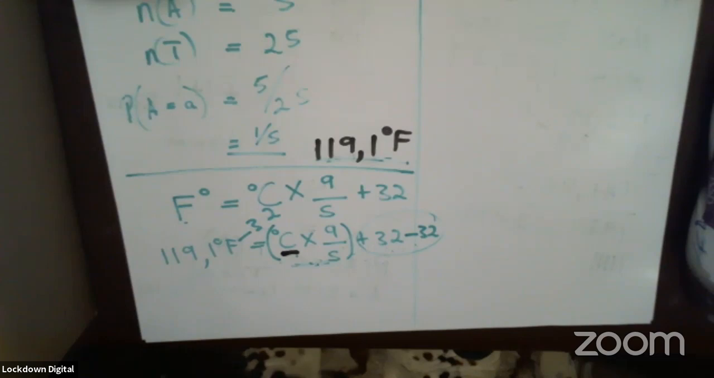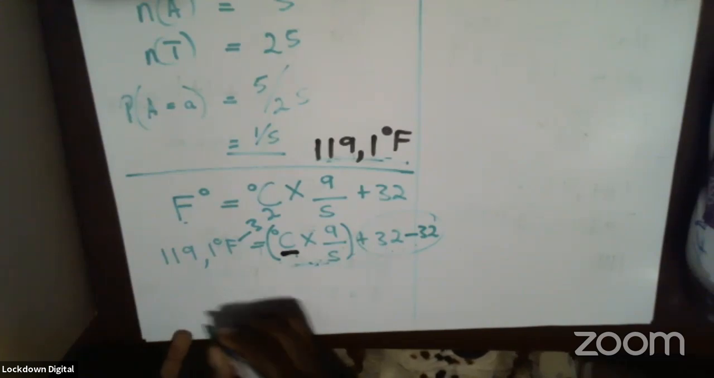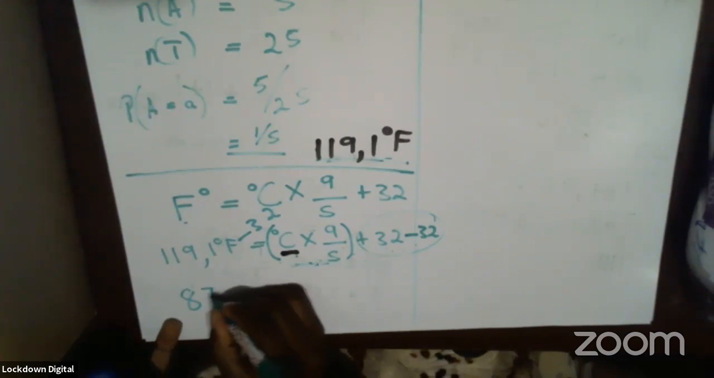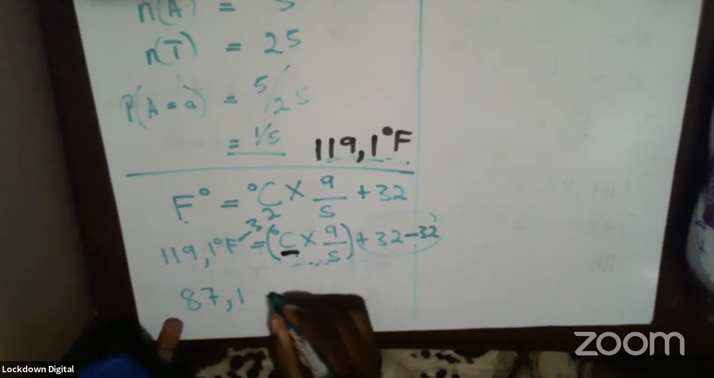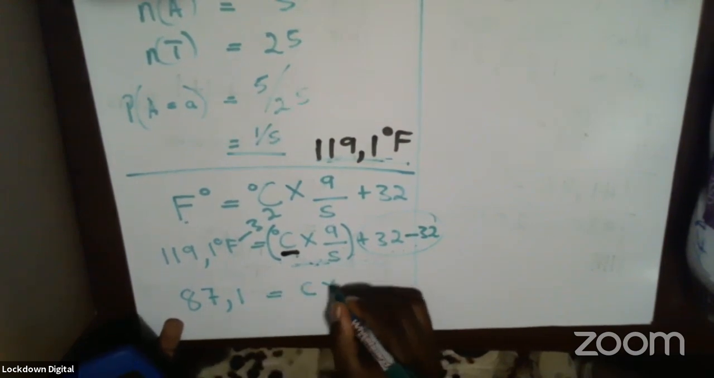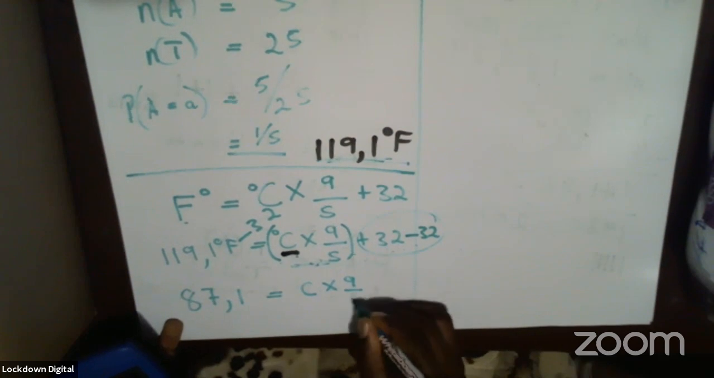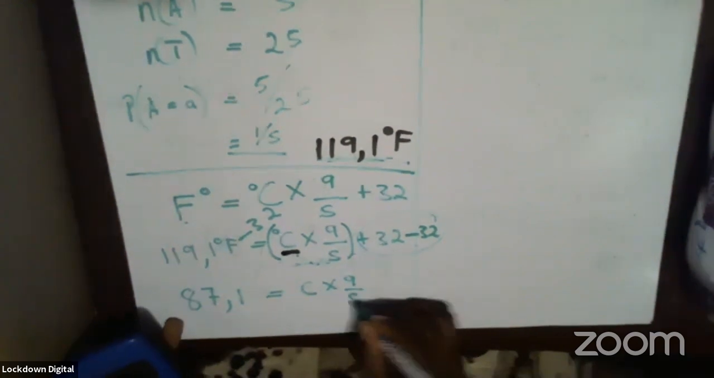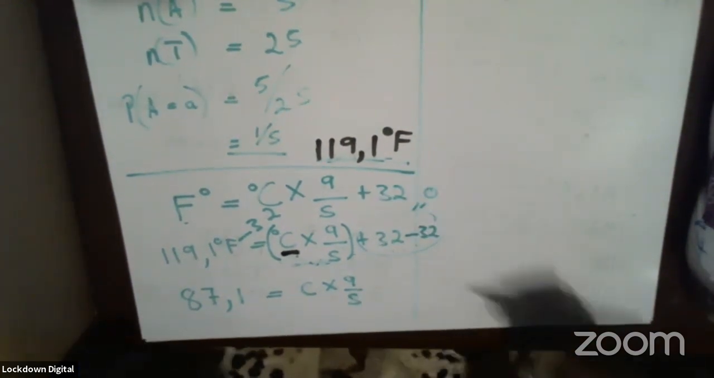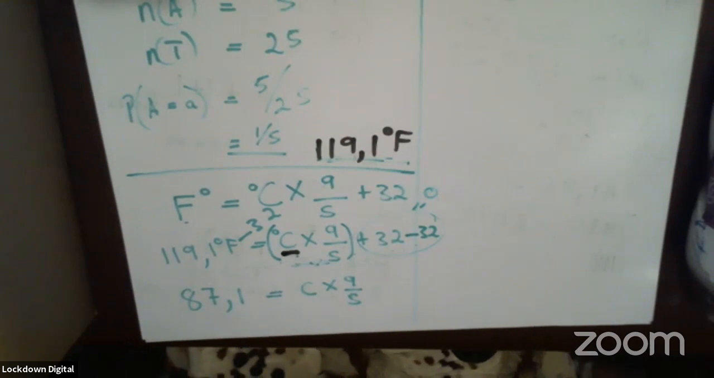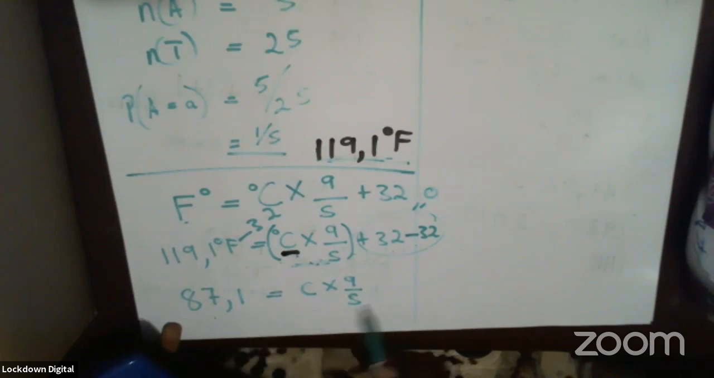119.1 minus 32. This will give me 87.1 being equal to C times 9 over 5. So this guy is equal to 0. We have reduced that guy to 0. Okay. Again, I ask myself the same thing. I want now to separate these guys from each other.